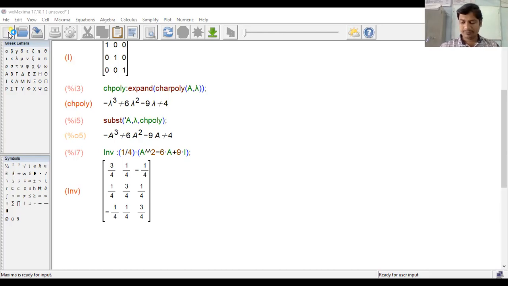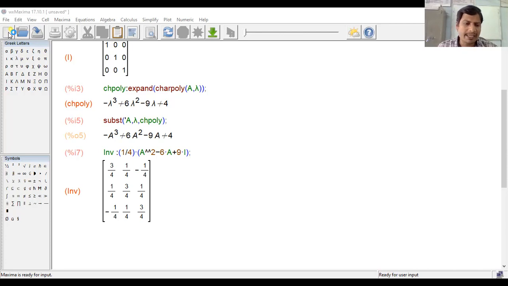Okay, after that, that is the substitution. SUBST. The substitution means SUBST, then bracket of, then A, then comma, then lambda, then comma, CHPOLY. That is characteristic polynomial. Come outside, then semicolon, shift enter.